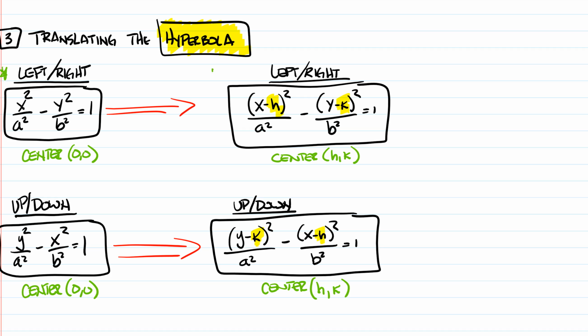So we're just going to translate this to a center somewhere other than h and k. It's exactly like the ellipse. The only difference is the sign in the middle is a negative. Same thing with the up-down.